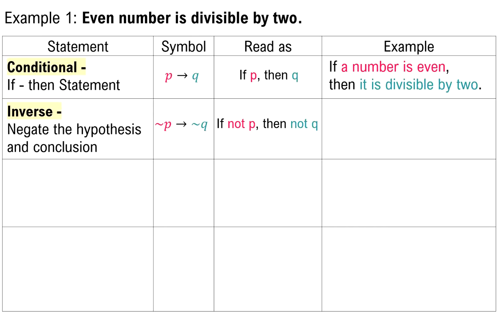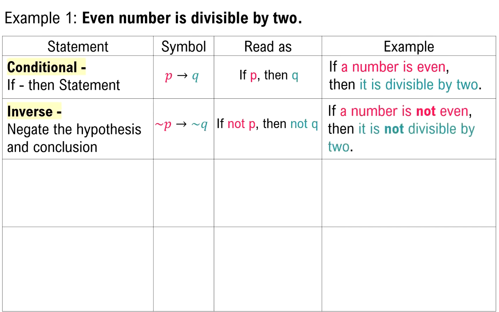For example, for our earlier conditional statement, we just add the word not, or use the opposite of our sentence or clause, to make it an inverse. So, in our example, if a number is even, then it is divisible by 2, we add the word not to the hypothesis and likewise to the conclusion. We write this as, if a number is not even, then it is not divisible by 2. This is an example of an inverse statement.